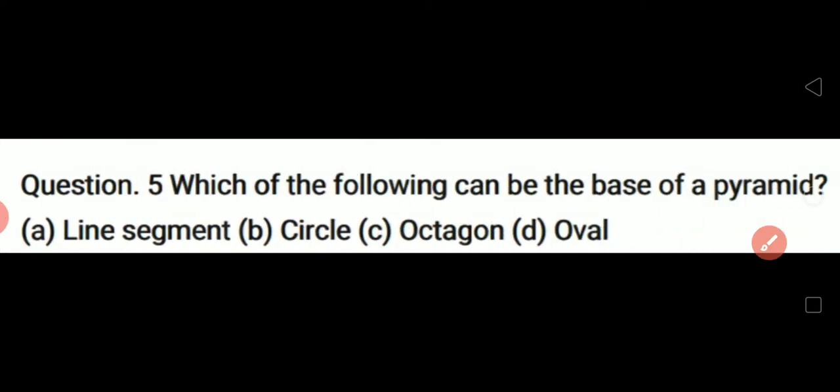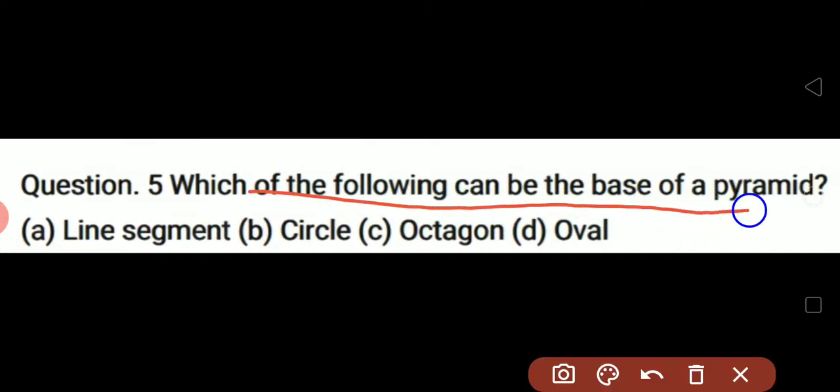Let us come to the fifth question. Which of the following can be the base of the pyramid? The base of a pyramid can be a polygon, any polygon. It can be a triangle, square, rectangle, pentagon, hexagon, octagon, any figure that is made up of straight lines only.